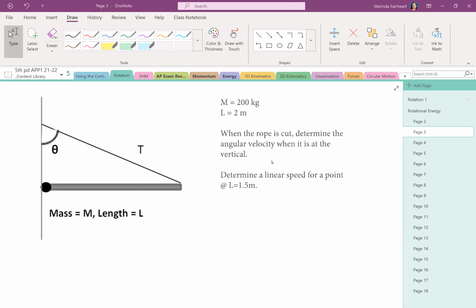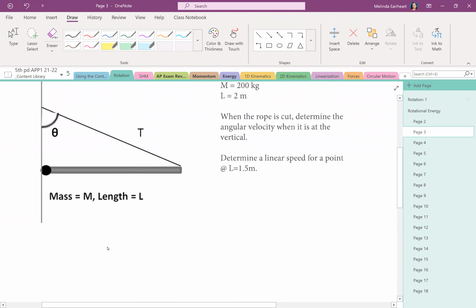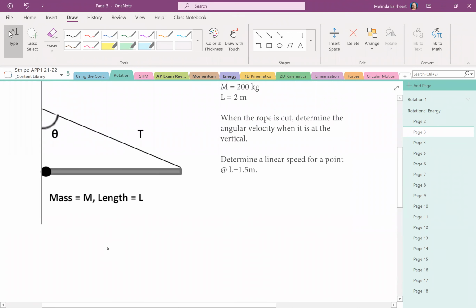Okay, so for page 3, same picture that we had in packet 1. We've got this beam or bridge, rod, whatever you want to call it. It's got a particular length and mass given. Now it's initially held by a string, but when the string is cut, no more tension, no more support. What's this rod going to do? It's going to rotate, fall down, right?